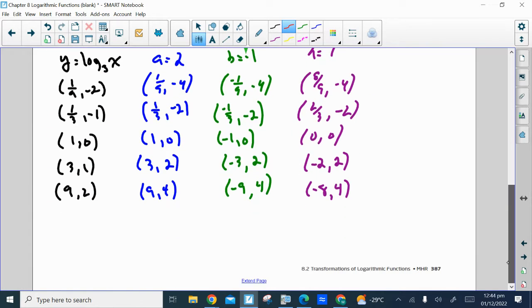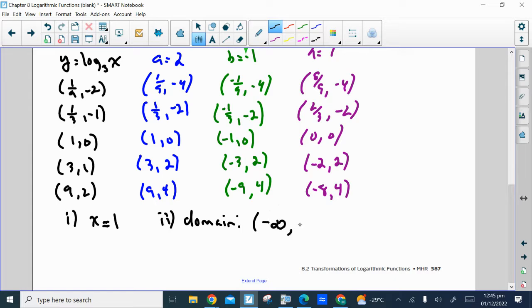So some of the things we're asked to state. The first part is the equation of the asymptote. It's an equation, so it's got to have an equal sign and the variable. That's x equals 1. Part 2 asks us for the domain and the range. For the domain of this graph, remember when you use interval notation, it's always smallest to greatest. Negative infinity to 1, and neither are included. Our range hasn't changed.